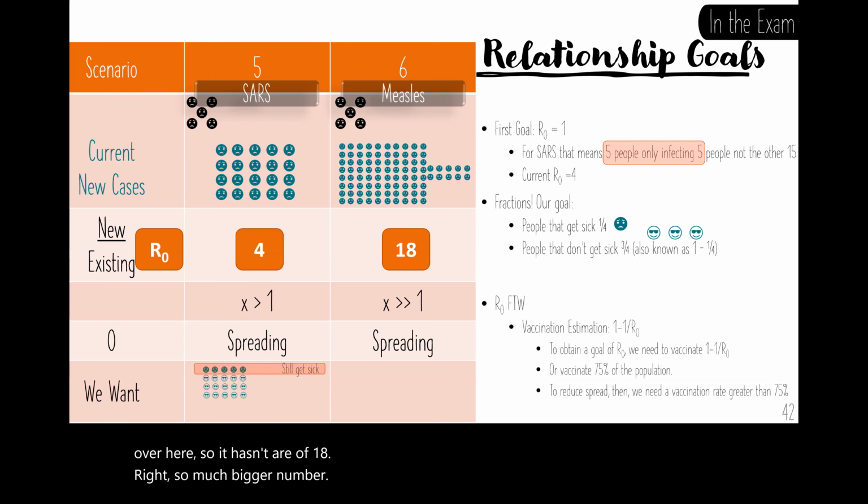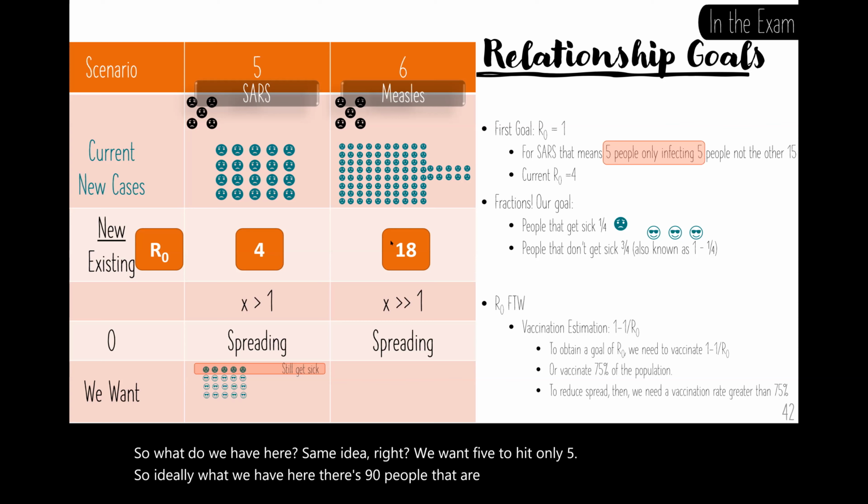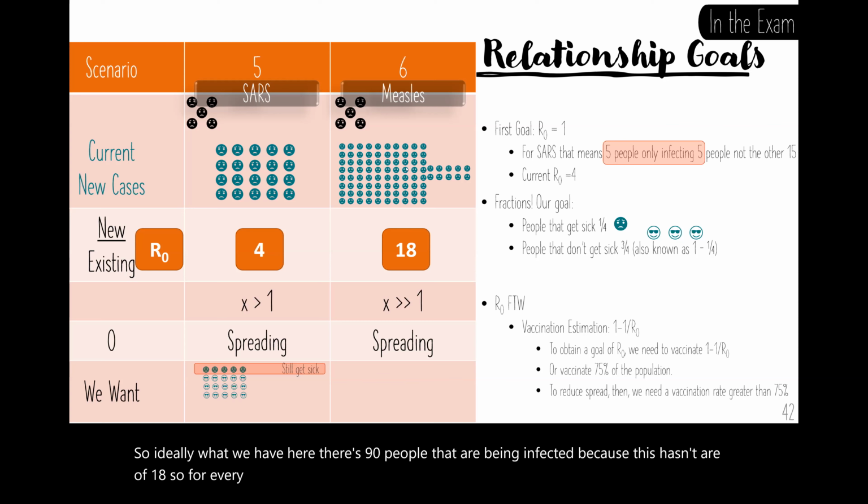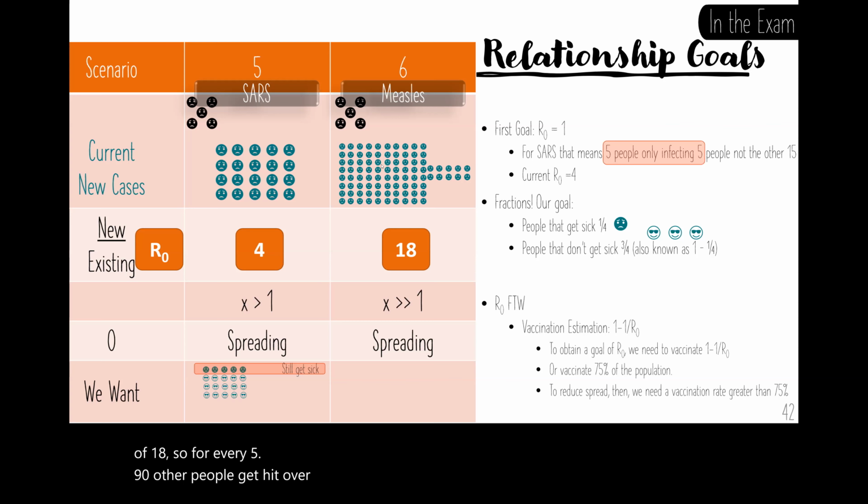So what do we have here? Same idea, right? We want 5 to hit only 5. Ideally, there are 90 people being infected because it has an R naught of 18. So for every 5, 90 other people get hit over here. And we want to bring it down to an R naught of 1.